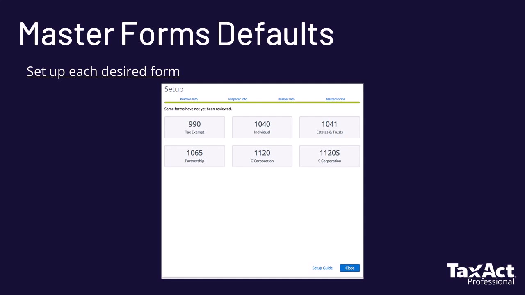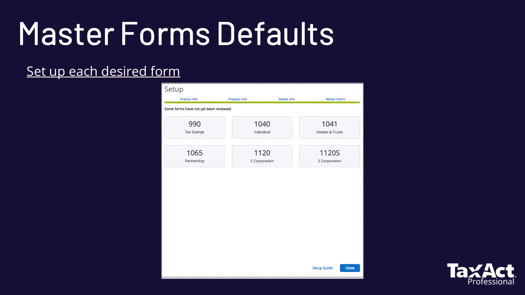Now that we've made all of our master information selections, we can set up defaults for forms you use in your practice. To complete the master form setup, click the appropriate program tile. Once you complete the setup for each form, a green checkmark will appear on the tile so you can easily see which you have not yet completed.